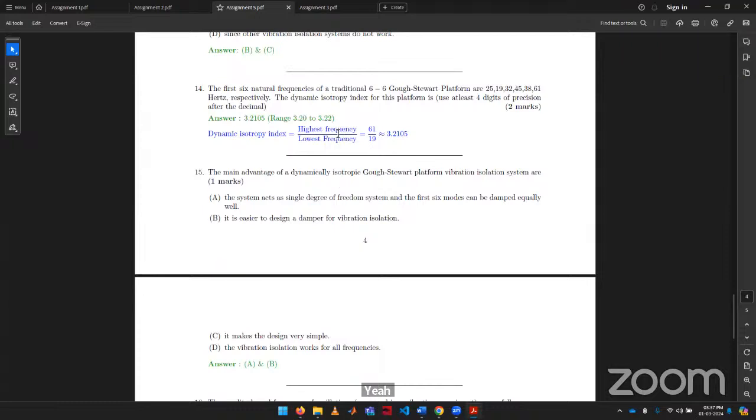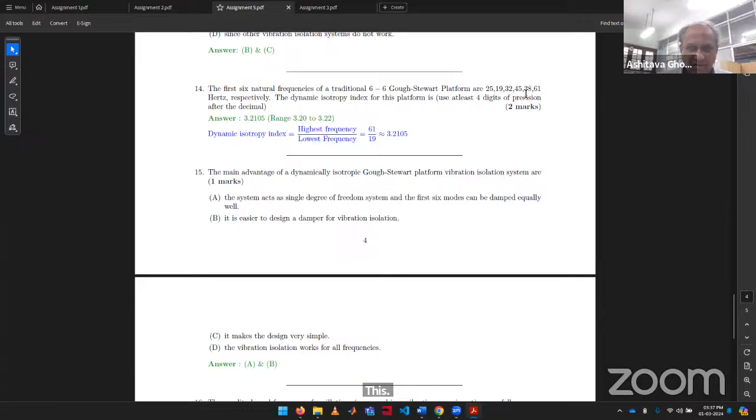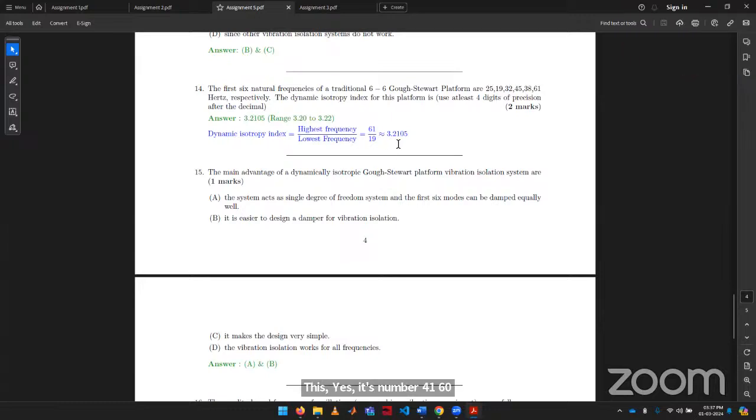So 14 was very straightforward. The dynamic isotropic index is the highest frequency divided by the lowest frequency. So ideally it should be one to achieve isotropic platforms. But yes, so here it is. The maximum is 61 and the minimum is actually 19.